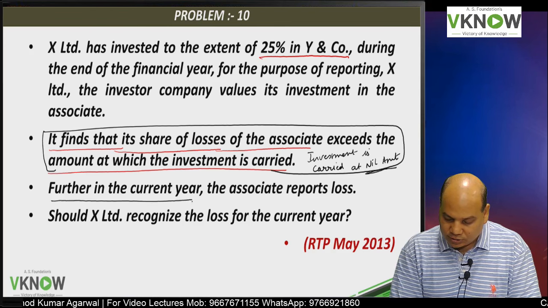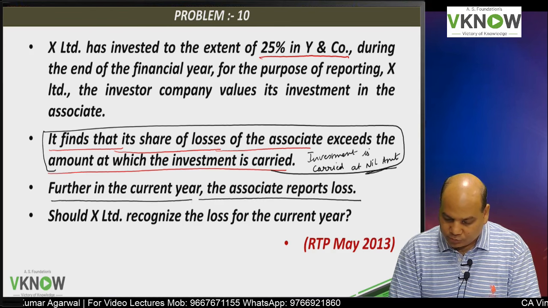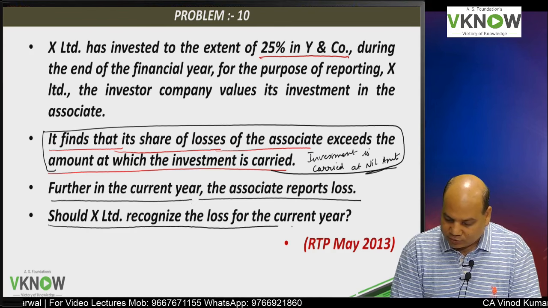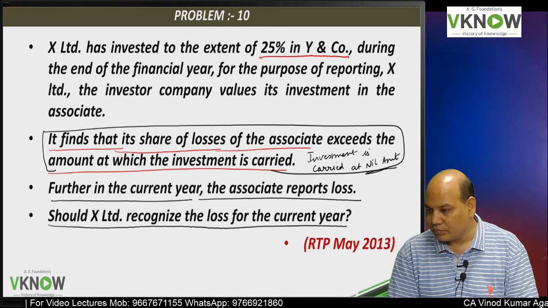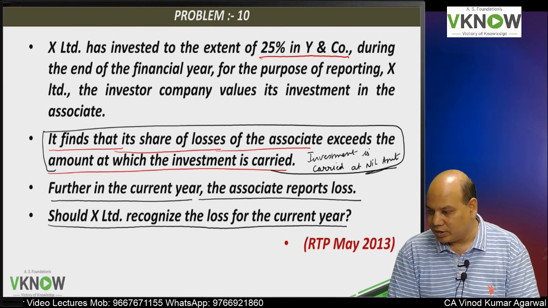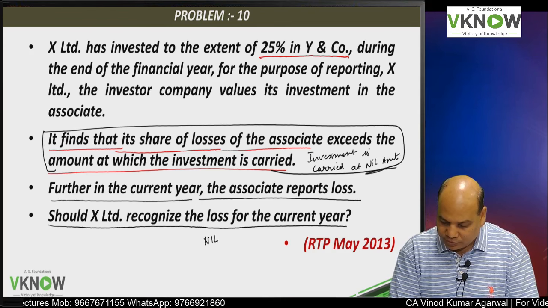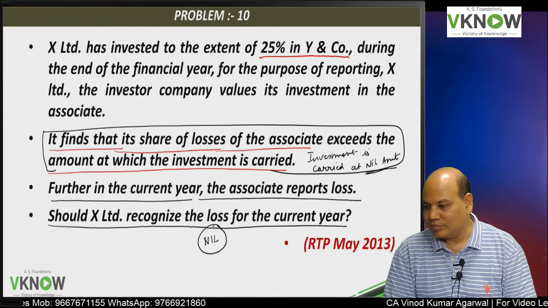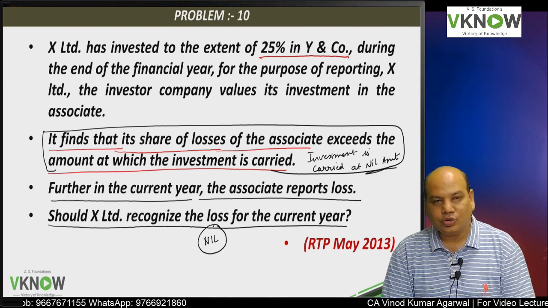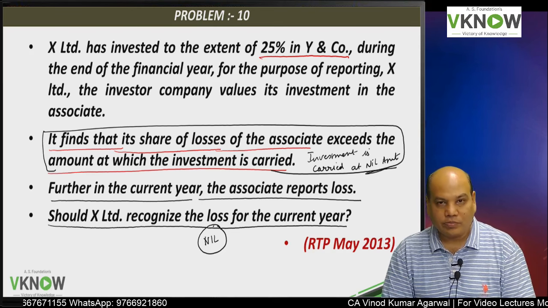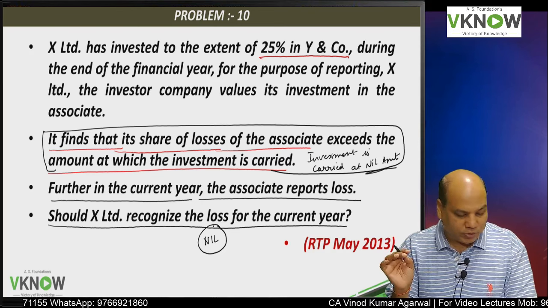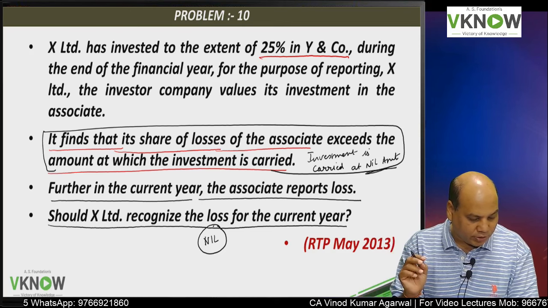Further, in the current year, the associate reports loss. Should X Limited recognize the loss for the current year? The answer is, investment will be shown at nil value. It should not recognize further loss. But there is one exception which we have studied in the earlier question.